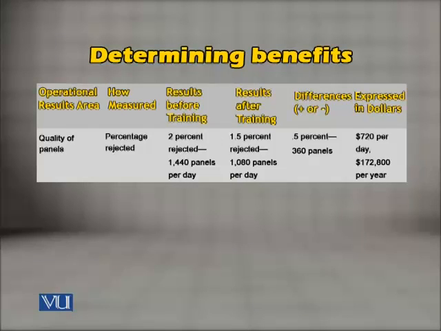Training ke baad, this percentage, it came down to 1.5% rejected, which means 1080 panels per day. This means that 360 panels were saved because of the training per day. That turns out to be $720 per day and a total of $172,800 per year. So this is how you convert the quality of improvement of the panels into a dollar number.